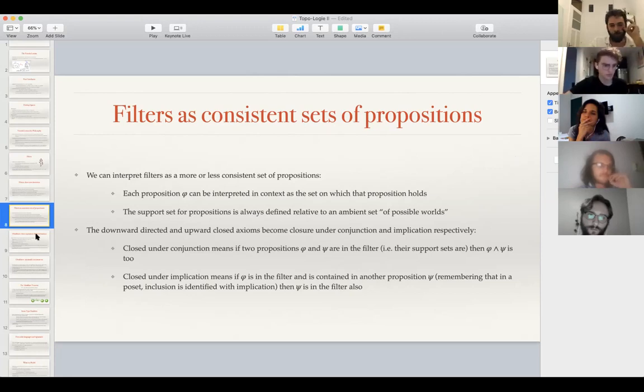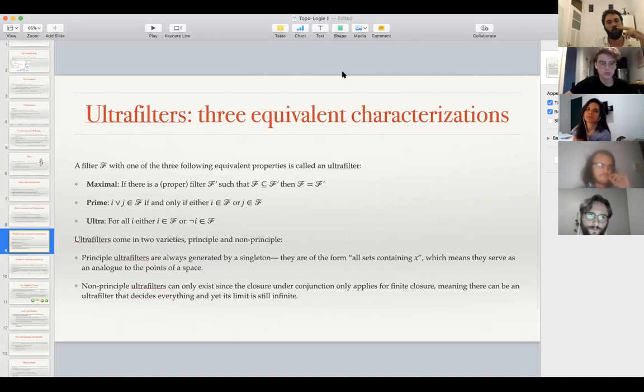Okay, now let's talk about ultrafilters. There are 3 equivalent characterizations of ultrafilters. If we take a filter, it's going to be an ultrafilter if and only if any one of these 3 properties holds: if it's maximal, prime, or ultra. Probably the ultra is the property that you've seen before. But the maximalness is interesting because we'll see that there's the ultrafilter theorem about extending filters to ultrafilters.